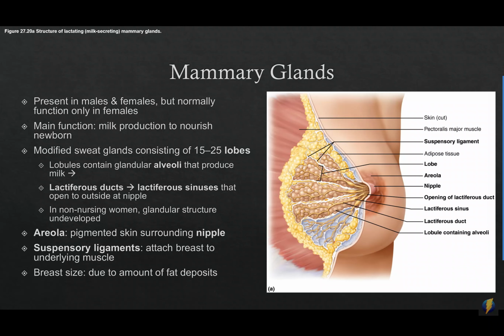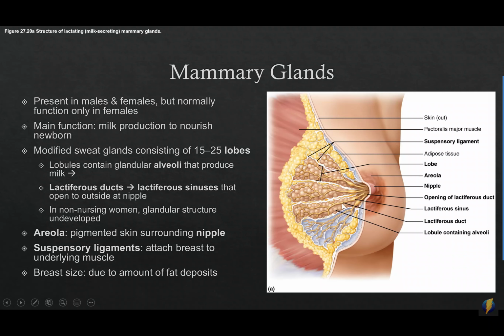prolactin from the pituitary, and that develops all of this glandular structure, the alveoli start to produce milk, and then with some oxytocin, the milk can then be released to the infant. The areola is that colored area around the nipple, and then there are typically some suspensory ligaments that help anchor the breast to the underlying muscle tissue, and typically the size of a woman's breast is due to the amount of fat in the breast.